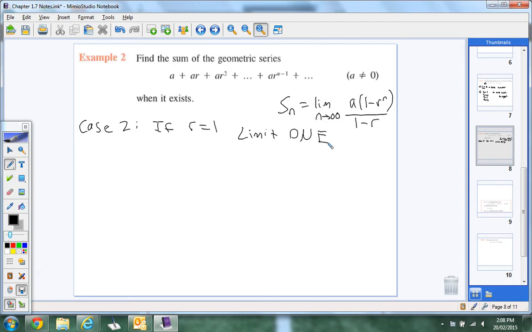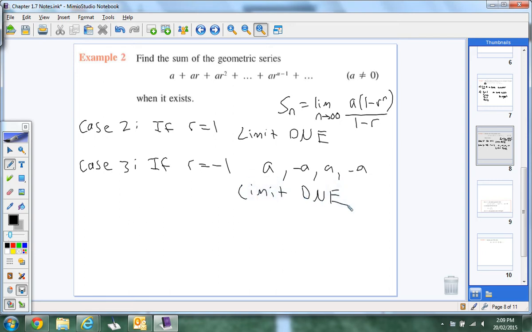And while you're writing that, case 3 is the converse of that. If R was negative 1, the series again would go back and forth between A, negative A, A, negative A, and it wouldn't be converging to anything again, so the limit would not exist again. That's why absolute value of R less than 1, not less than or equal to.